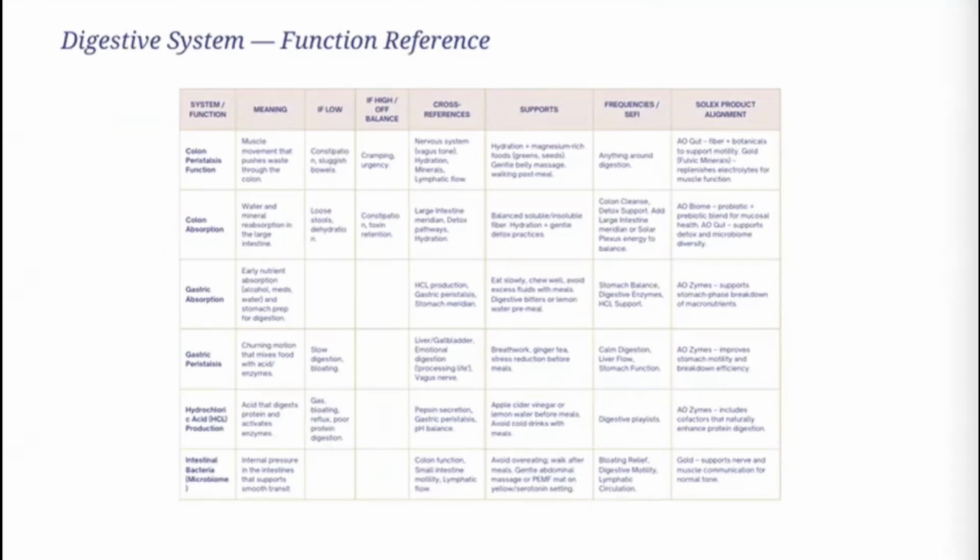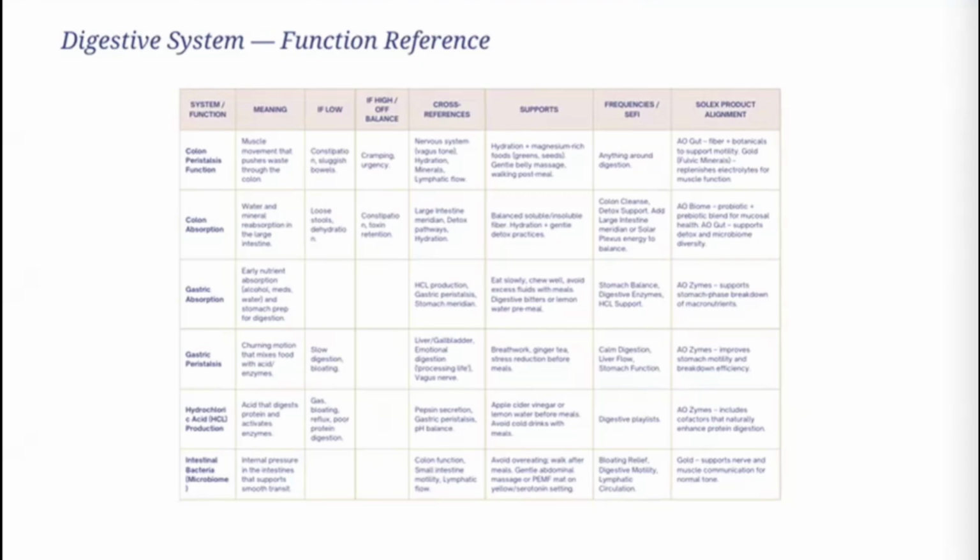Let's have a look just at the top one: colon peristalsis. The meaning of this is the muscle movement that pulses waste through the colon. If it's low, it could mean constipation, sluggish bowels. If it's high or out of balance, it could be cramping or urgency. Then we have some important cross references: nervous system, vagal tone, which is also found in your vitals report, hydration, minerals, and lymphatic flow.